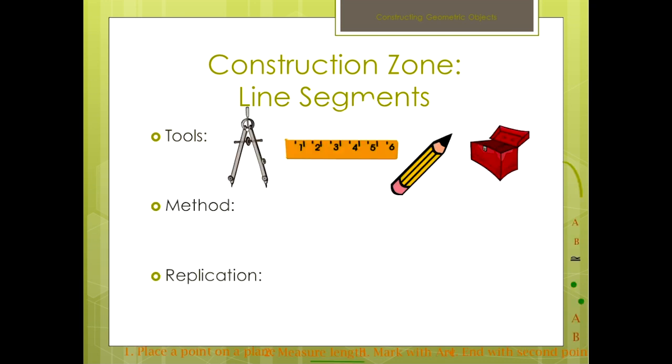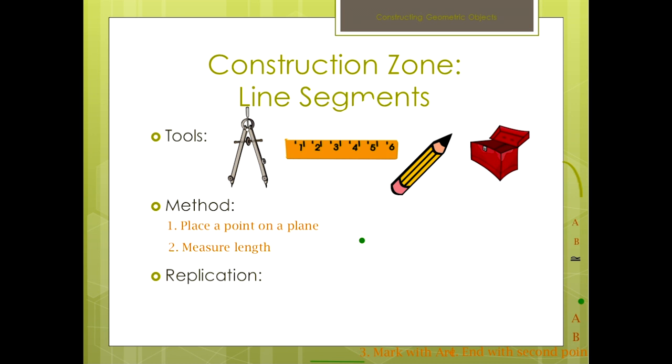So let's think about what method and what steps we need in order to construct our line segment. Well, first, we always want to start with a point on a plane. So we're going to grab a point and put it right there on the plane. Your plane, in this case, is going to be our whiteboard screen. So two, we want to measure a length from that point.